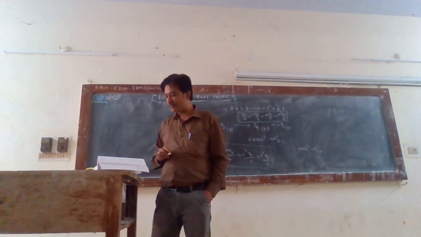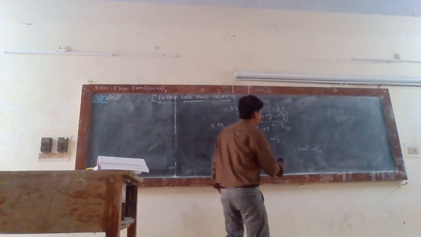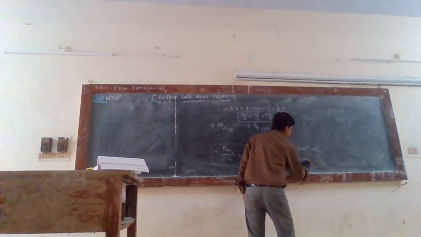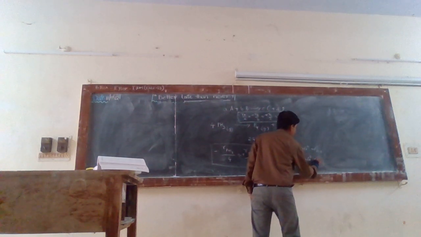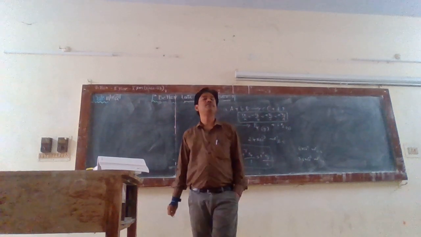So what is rate of formation of hydrogen? 3.6. That's all. So 3.6 into 10 power minus 3. Negative sign.